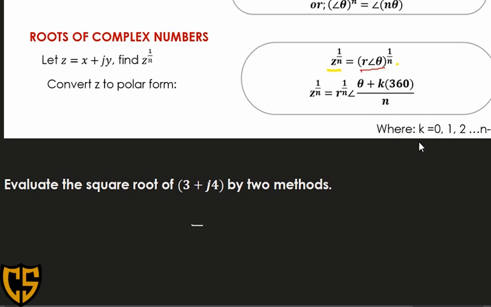So our k is dependent on the value of our n, so we have different values of k depending on the value of n, which is how many roots we are looking for. So we have 0, 1, 2, up to n minus 1. Since we will be dealing with square root for now, we have k equal to 0 and k equal to 1. For a cube root, for example, you would have 0, 1 and 2.